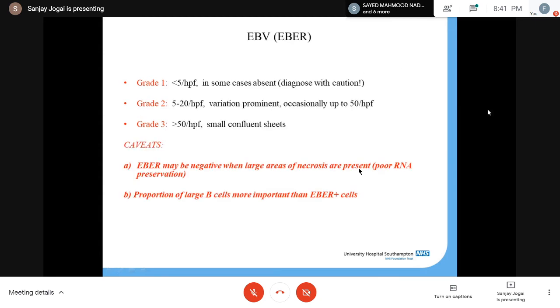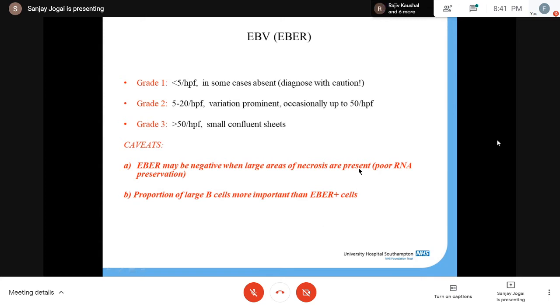Now, EBER is important. In grade 1, you typically tend to see less than 5 cells per high power field. In some cases, it may be even absent, but then you make a diagnosis with caution. Grade 2 is 5 to 20, occasionally up to 50, and grade 3 is more than 50. Some caveats. EBER may be negative when there are large areas of necrosis because of poor RNA preservation. But the single most important thing is how many large B cells are you seeing?